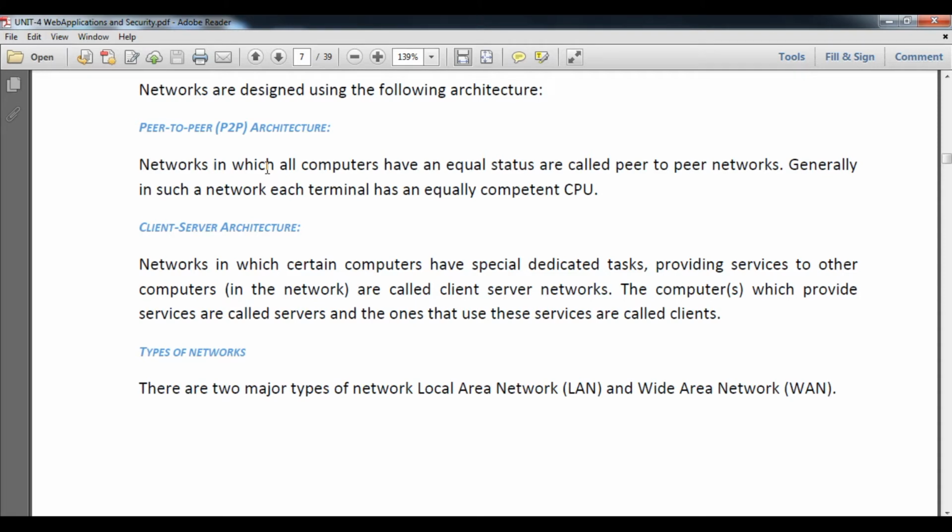If my laptop is connected to your laptop with a simple LAN cable, a particular cable, in which there is no server and no client, that is considered peer-to-peer architecture. Here it may definitely contain equivalent CPU power also, that is central processing power.